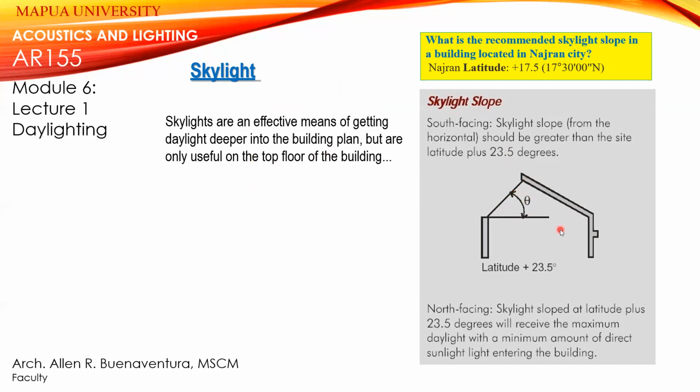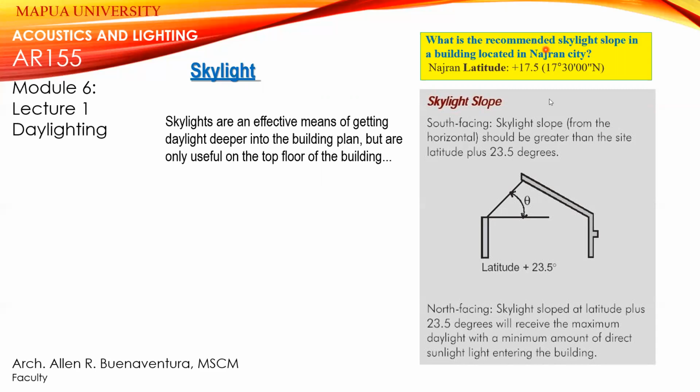So you need to identify or calculate the degree of your skylight and angle it to the north-south orientation, so that it is maximizing the daylight penetrating inside the room.